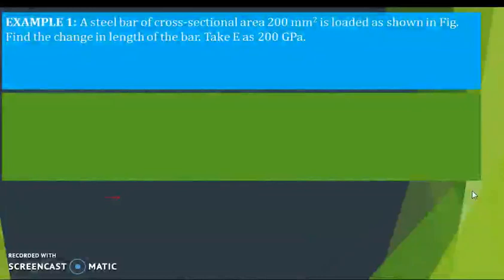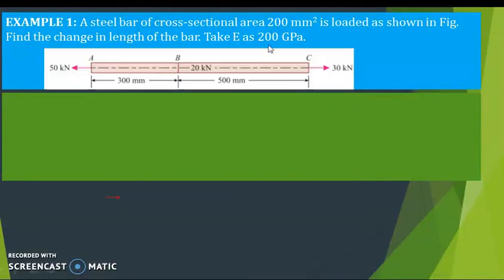Let us take one example. A steel bar of cross-sectional area 200 mm square is loaded as shown in figure. Find the change in length of the bar. Take E as 200 GPa. Okay, this is the given problem. You can see here one load force is acting, 50 kilonewton tensile force, and here 30 kilonewton, and here again a tensile force 20 kilonewton. So all are different.